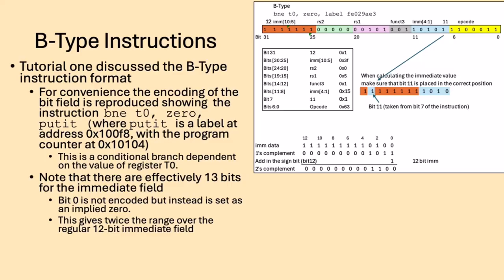An example is branch not equal. Here, branch if T0 is not equal to register X0, to the label putit. The bit field for this instruction is hex FE029AE3, as shown above.